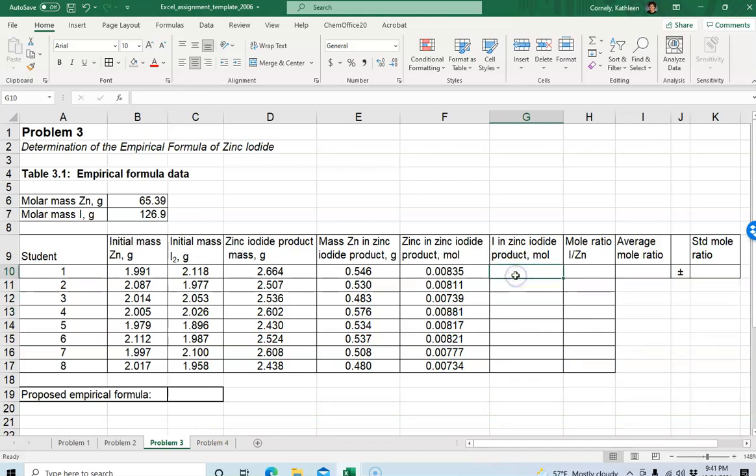Okay, so if I have the initial mass of iodine, I'm going to divide that by the molar mass of iodine, which is this times 2. All right, that looks good. Okay, and then I'm going to note that for every 1 mole of I2, I get 2 moles of I, so I multiplied that by 2. Okay, that looks much better.